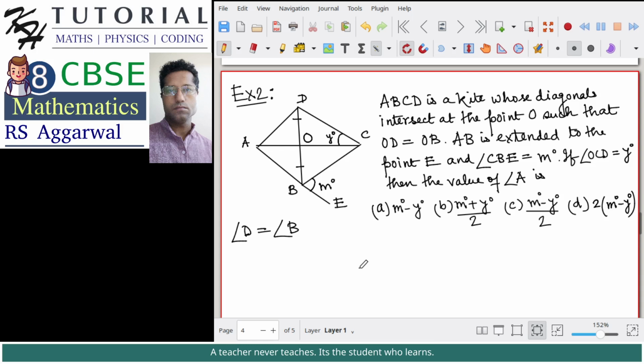Angle A and angle C are bisected. So definitely, if this is angle X degrees, this will also be X degrees. And angle A and angle C are bisected by the diagonal AC. So if OCD is Y degrees, this will also be Y degrees. So we are given only Y and M. What we have to find is angle A. To find angle A, we need to find X. How do we find X?